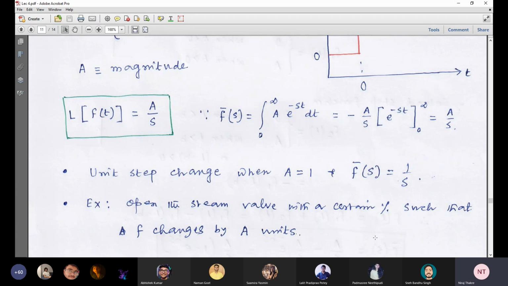that corresponds to steady state. Now suddenly we are changing this valve opening. We may increase or decrease anything, and we are keeping that valve opening there for the rest of the time. This is the example of step change.